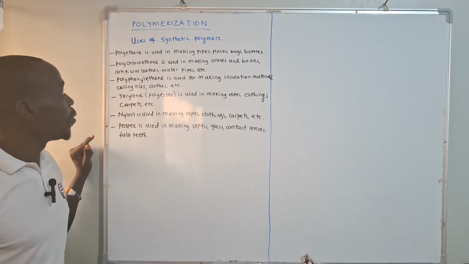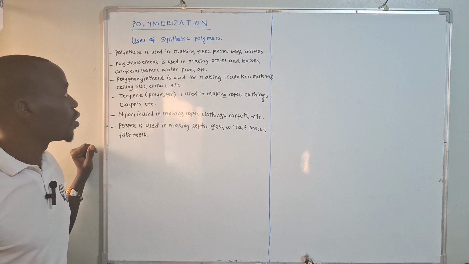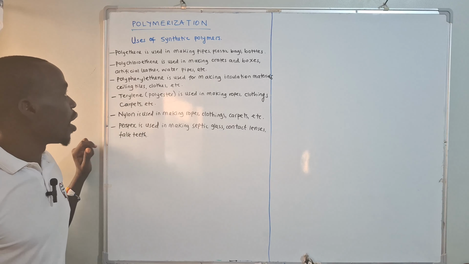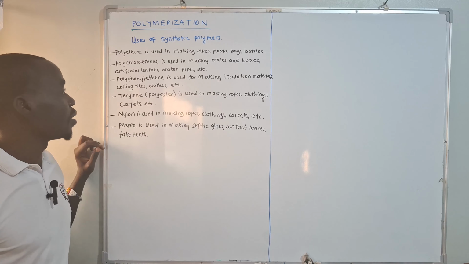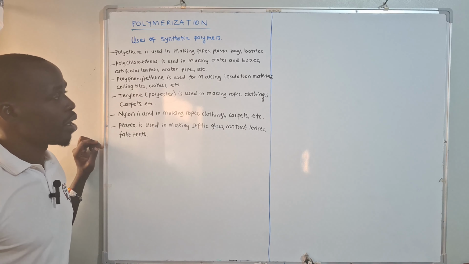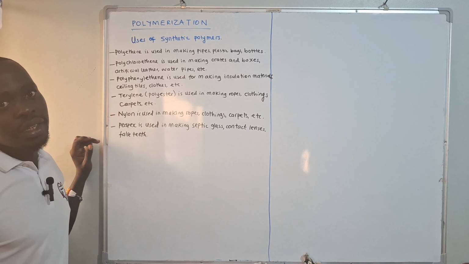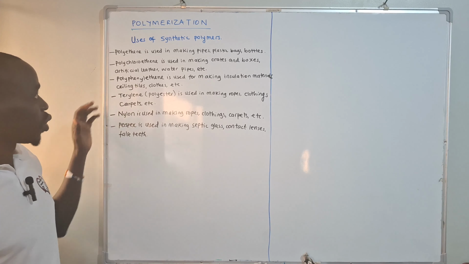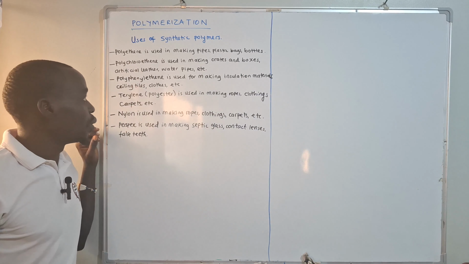Yes, we are now concluding this part of polymerization, the uses of synthetic polymers. Of course, we do not talk about the uses of natural polymers. Examples we are giving are those of proteins. We have starch, we have glycogen. So you will get their uses in biology. And because of that, we are now focusing on what we call artificial polymerization and their uses.